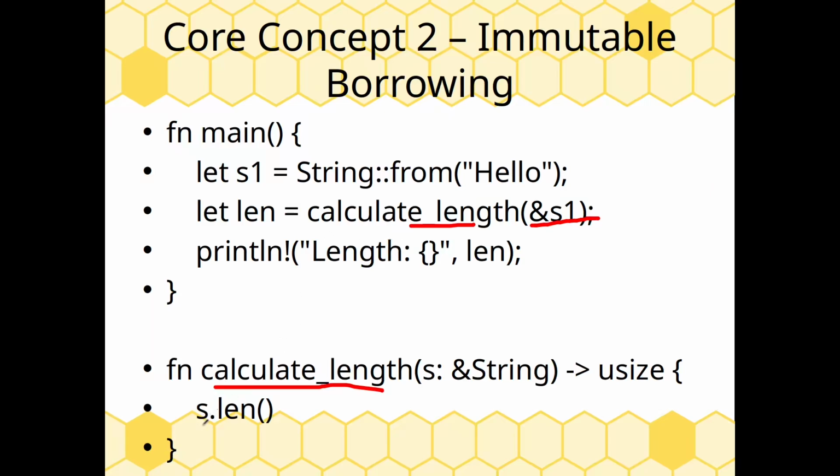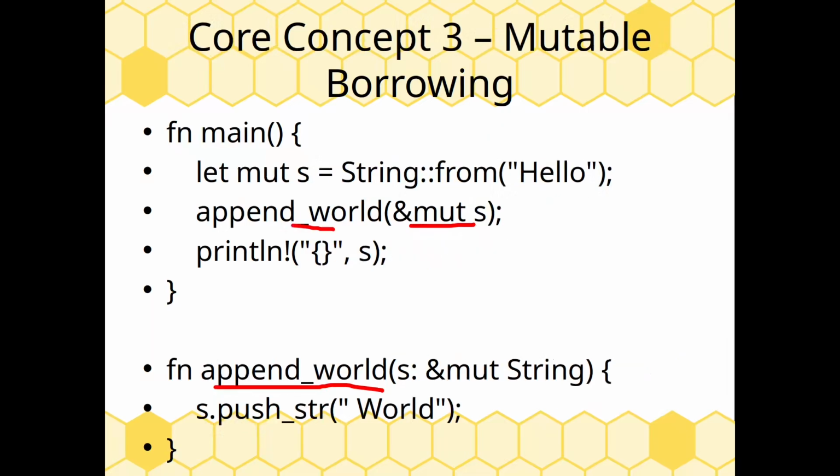In this, it can only read the values and cannot change the value of s1. And because of that, if you try to change it inside the calculate length function, you can't. You will get a compile time error stating that you're trying to change it, so it can't be accessed in the calculate length function. And the next concept is mutable borrowing.